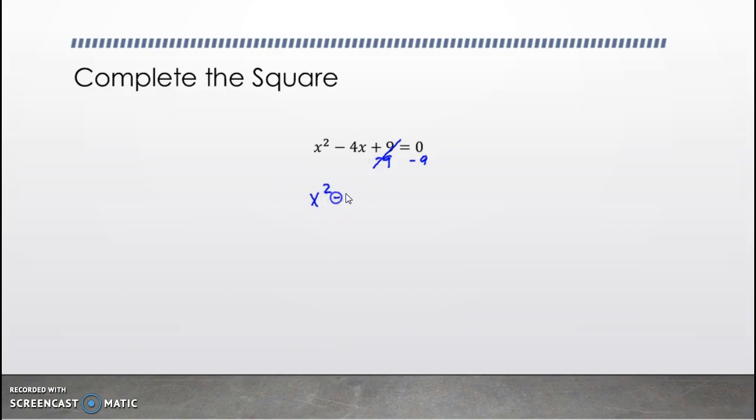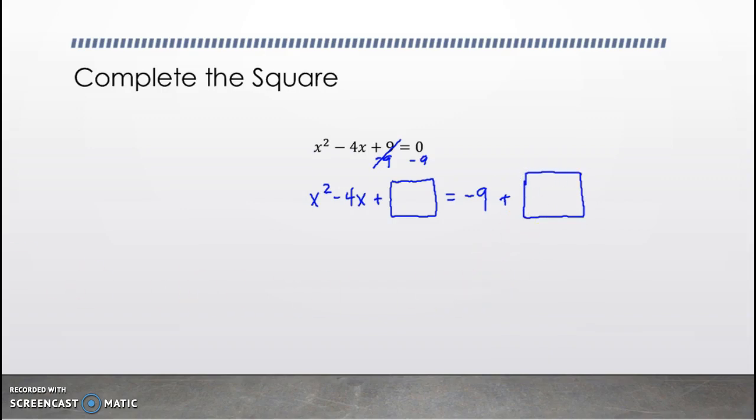So I have x squared minus 4x, and then I'm going to add a box in here, just because we're going to figure out what goes in that box. And then 0 minus 9 is negative 9. Now I'm going to put something in the box on this side. Whatever I do to one side, I got to do to the other side. So I'm going to have that same box on the right.